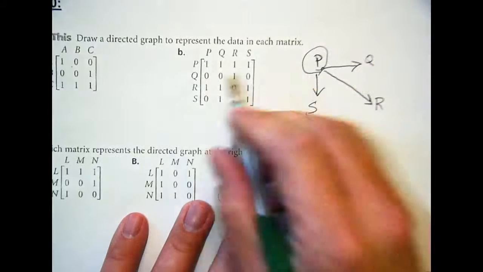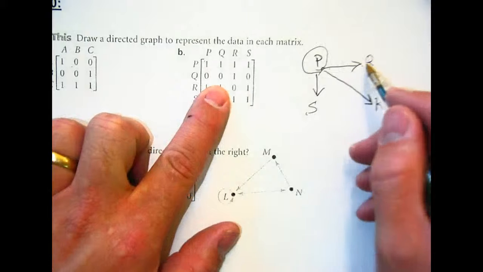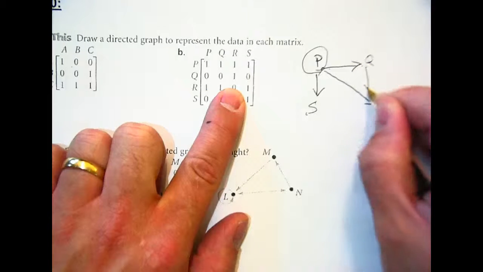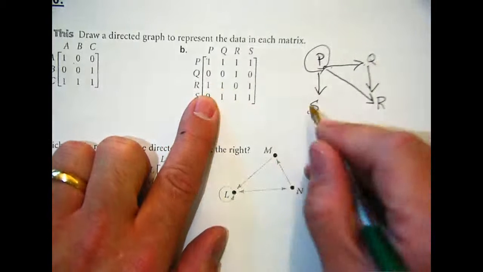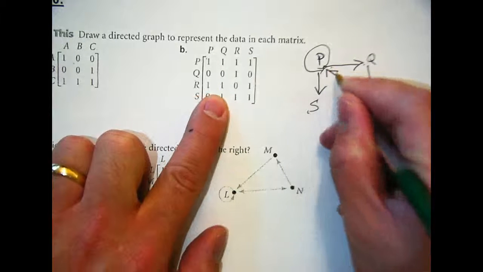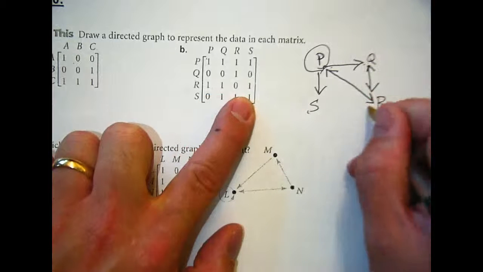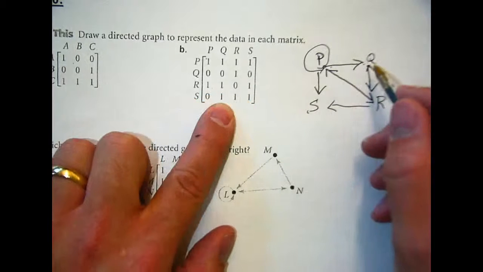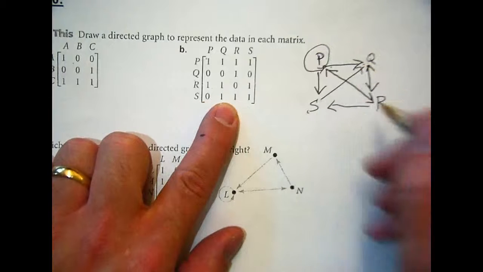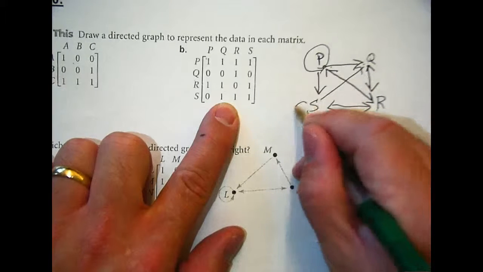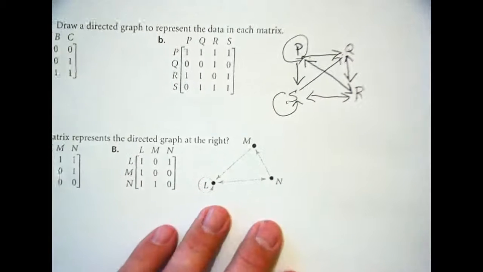All right. Now we go to Q. Q does not go to P. Okay, Q does not go to Q, but Q goes to R. Q does not go to S. Okay, R. So I'm going to focus on the ones here. So R goes to P. R goes to Q. R goes to S. S goes to Q, S goes to R, and S goes to itself. Does it matter what order that we have it? Nope.